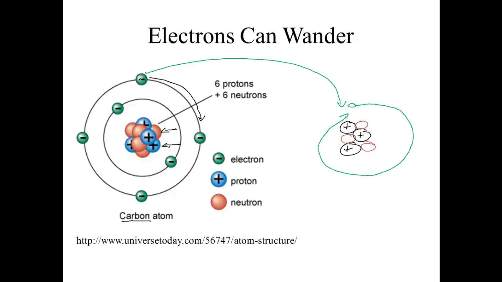And this fact that electrons can wander around means that you can have regions that have a lot of electrons and other regions that are missing a lot of electrons. And that is what we're studying in this unit.